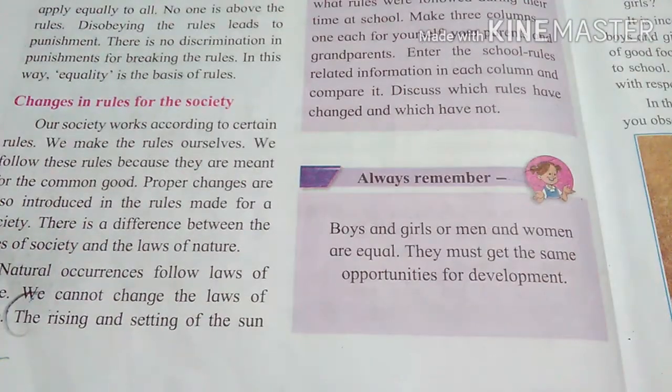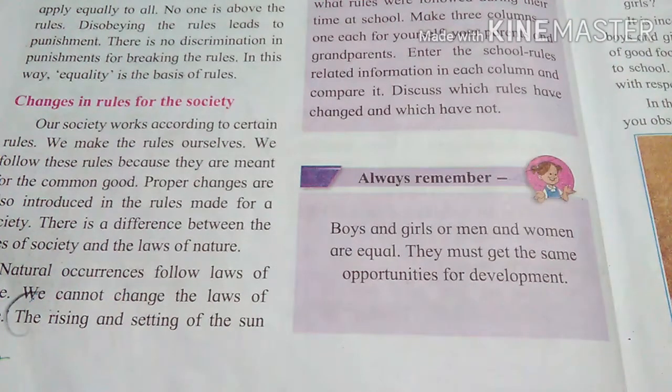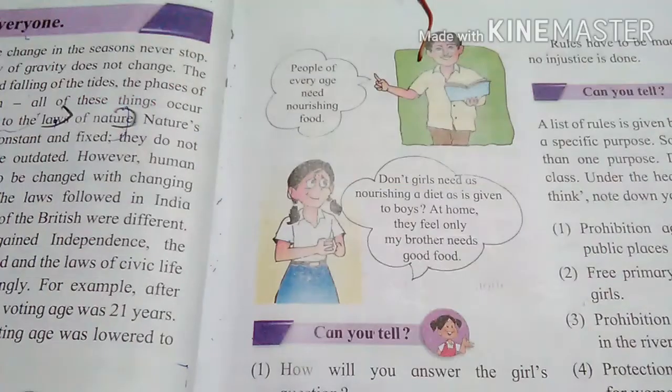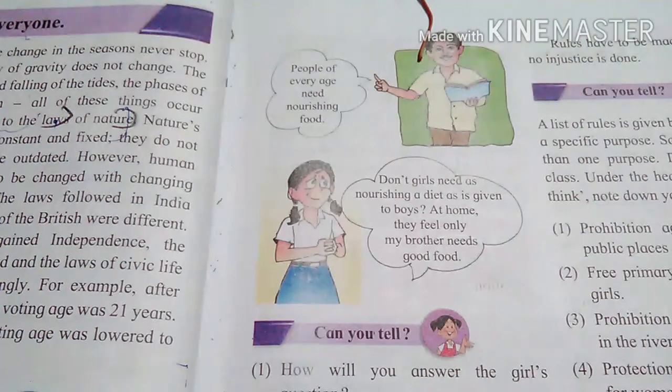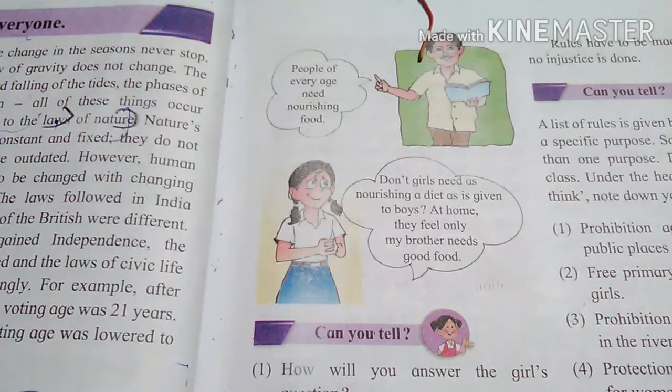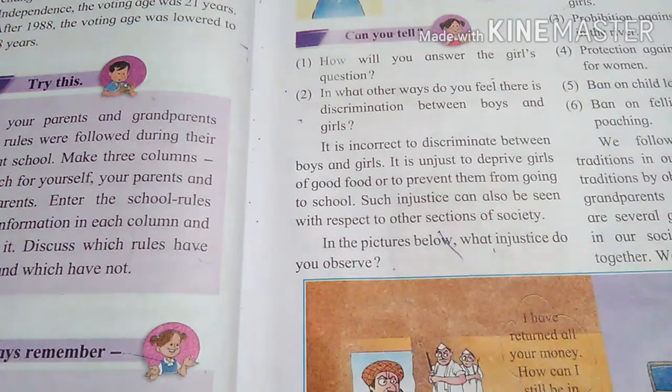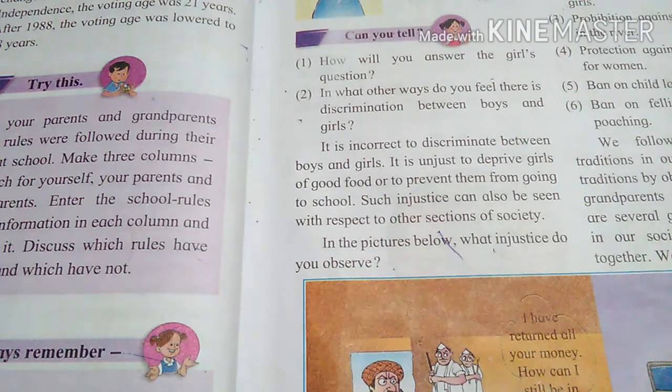Students, boys and girls or men and women are equal. They must get the same opportunity for development. The following picture shows ups and downs between boys and girls. How? Let's see. People of every age need nourishing food. Don't girls need as nourishing a diet as is given to boys? At home, they feel only my brother needs good food. Yes, so the girl is complaining that only my brother needs good food, don't I? So this is the injustice done towards girls. It is not correct to discriminate between boys and girls. It is unjust to deprive girls of good food or to prevent them from going to school.